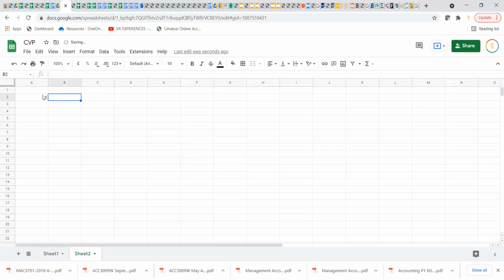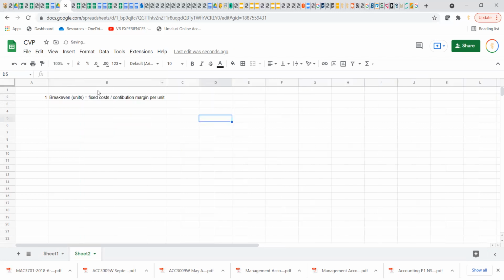Okay, so we need to work out break even. Break even units equal fixed costs divided by contribution margin per unit. Now, this is contribution margin per unit. Okay, so that is correct in terms of the calculation.